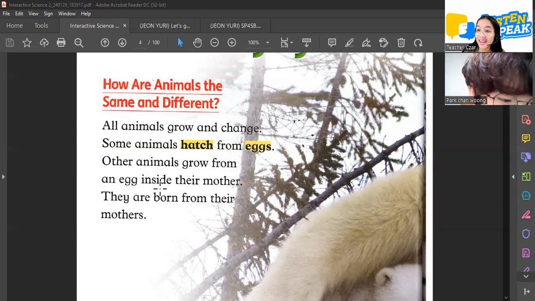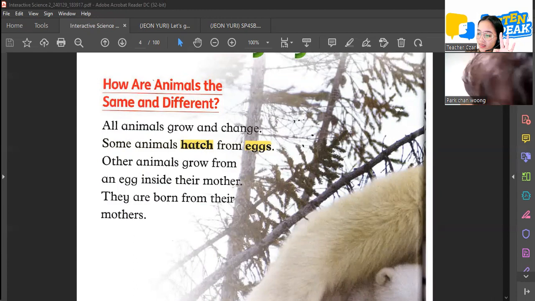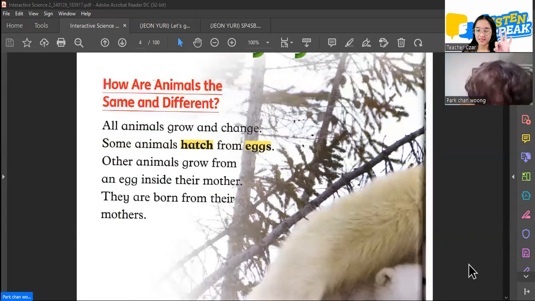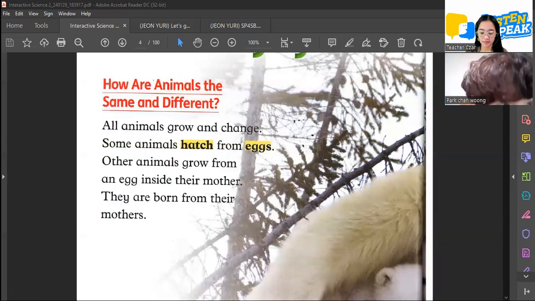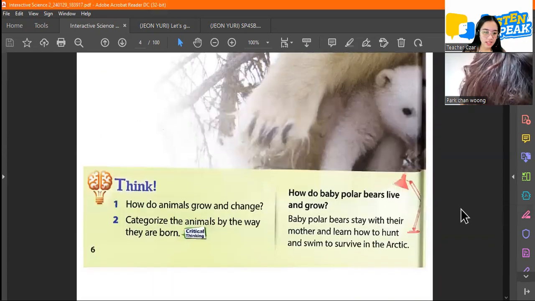So on this one, we are talking about some animals that hatch from an egg. What are those animals that hatch? Frog. Okay, a frog. What else? Ostrich. Okay, ostrich. And chicken. Very good. Now we will be moving on with the next one.